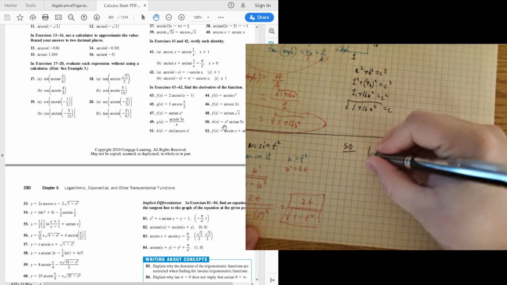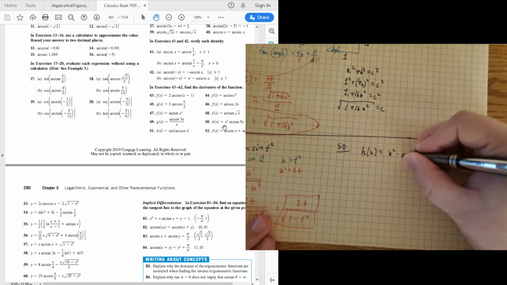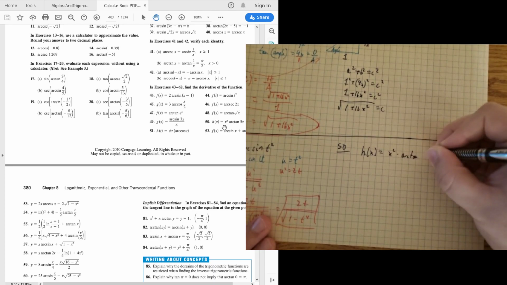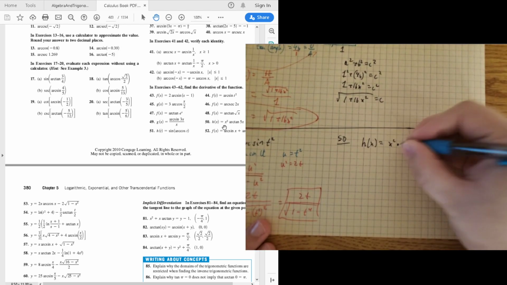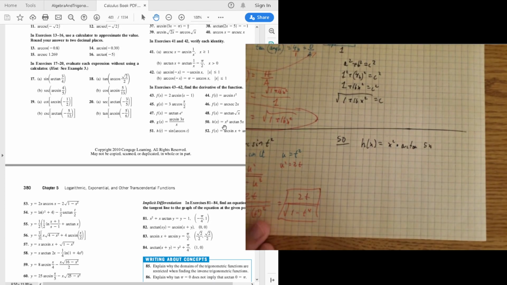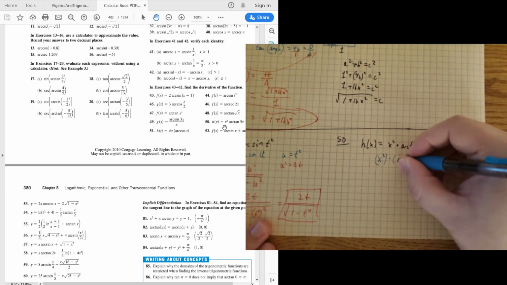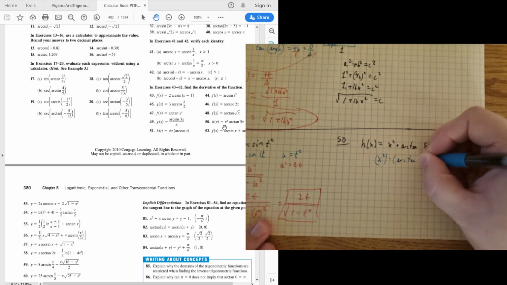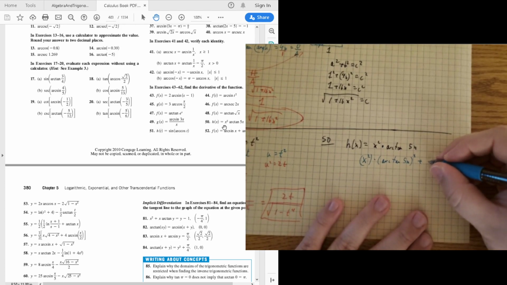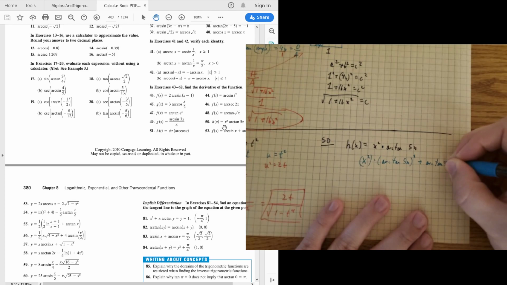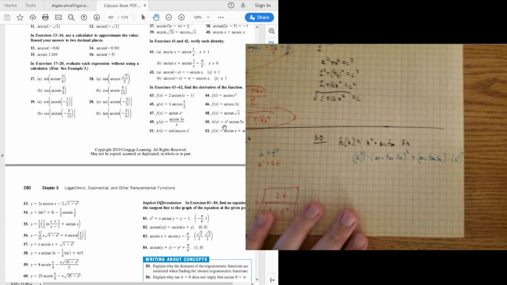50 says we have h of x is equal to x squared times arctan of 5x. Well, in this case, I have a product. That product is really key. So what I'm going to do is the product rule. The product rule states we would do left times the right's derivative plus the right times the left's derivative.